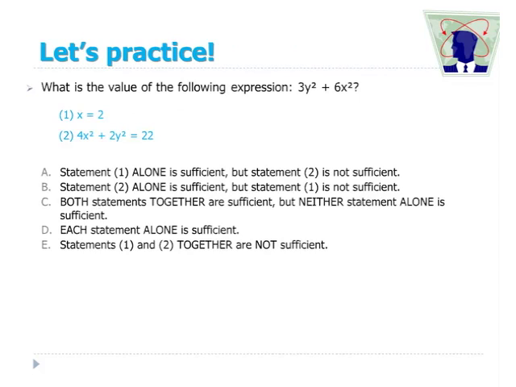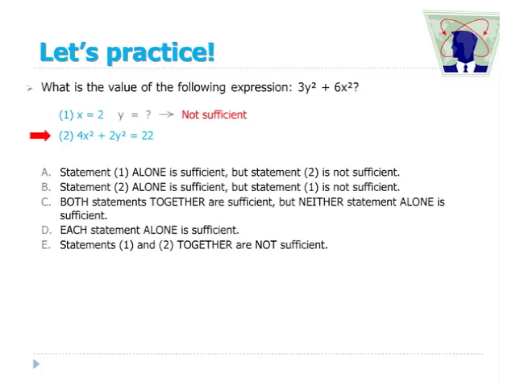What is the value of the following expression? 3y squared plus 6x squared. From statement 1, we know that x equals 2. And from statement 2, we know that 4x squared plus 2y squared equals 22. Statement 1 provides us with the value of x but says nothing about the value of y and therefore is not sufficient to answer the question.